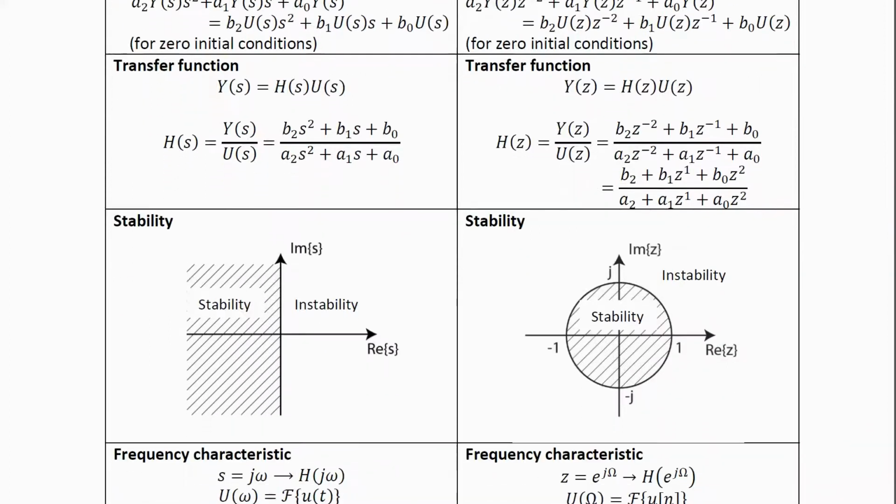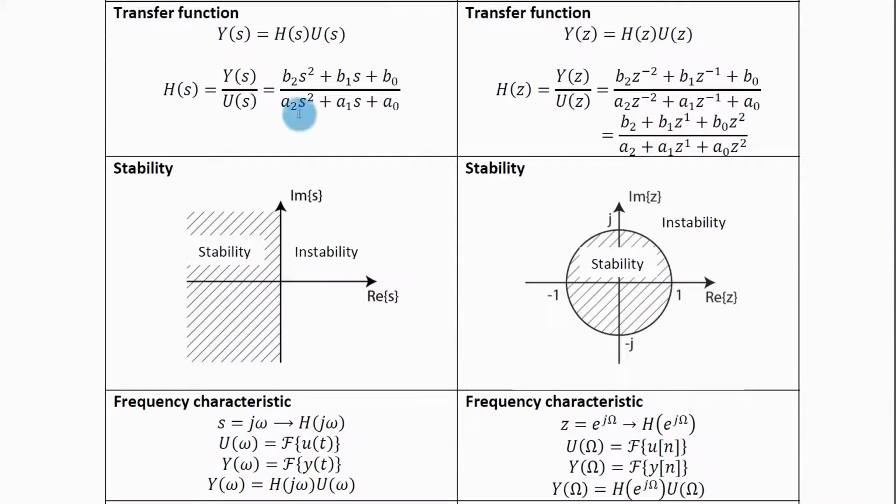Now, a continuous time system will be stable if the poles of the transfer function have negative real part, that is, they lie in the left-hand side of the complex plane. The discrete time system will be stable if the poles of the transfer function have their absolute values less than 1, that is, they lie inside a unit circle. If only one pole gets to this right-hand side or outside this unit circle, the system will be unstable.